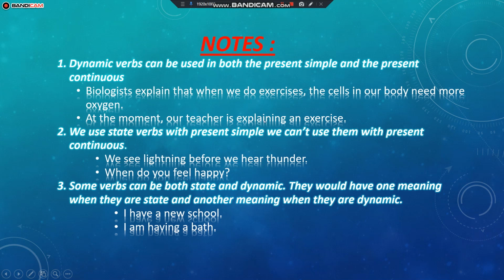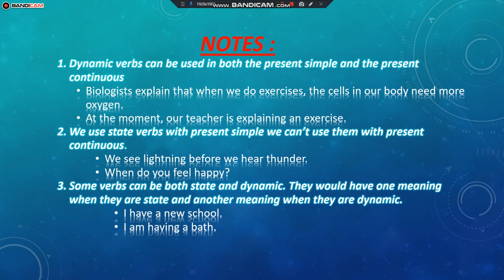Okay. Now, Shabab, in this sentence, we use the present simple, but in this sentence, we use the present continuous. Okay, Shabab. So this is what? This is an action verb or dynamic verb. But with stative verbs or state verbs, we cannot use the present continuous. We see, see as a stative verb. When do you feel as a stative verb.